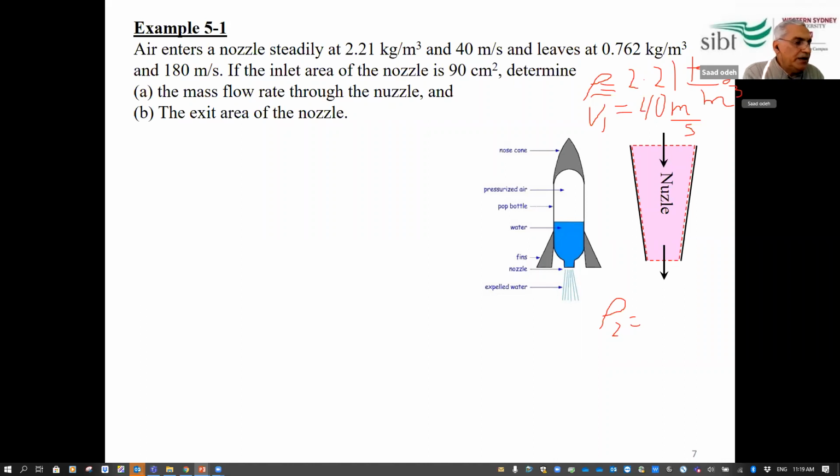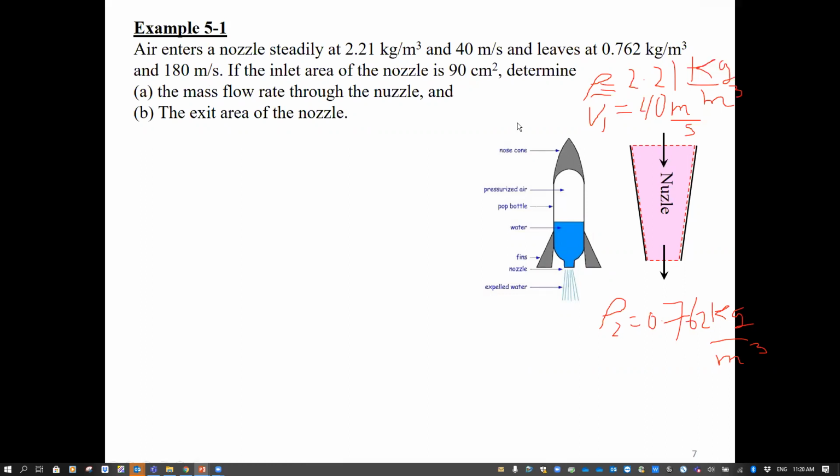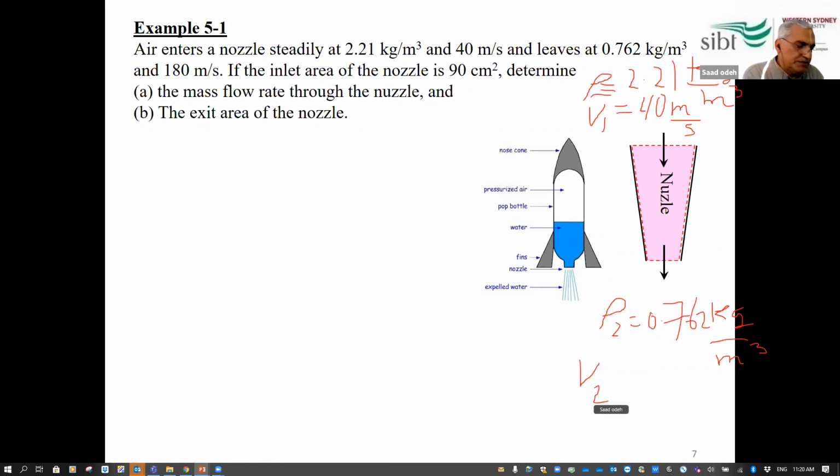And the density leaving the nozzle, 7.62, so 0.762 kilogram per cubic meter. And also, what else? Do you have any other information here? Velocity, 180 meter per second. Yeah, correct. So velocity V2.